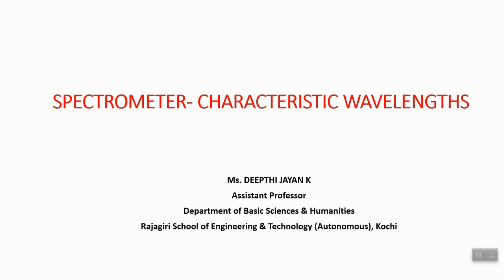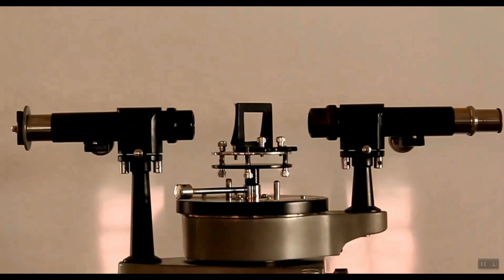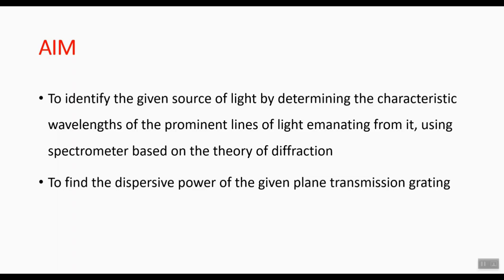Dear students, I am going to describe the third experiment of your engineering physics lab cycle, spectrometer characteristic wavelengths. This figure shows the spectrometer instrument. Now let us see the aim of this experiment.